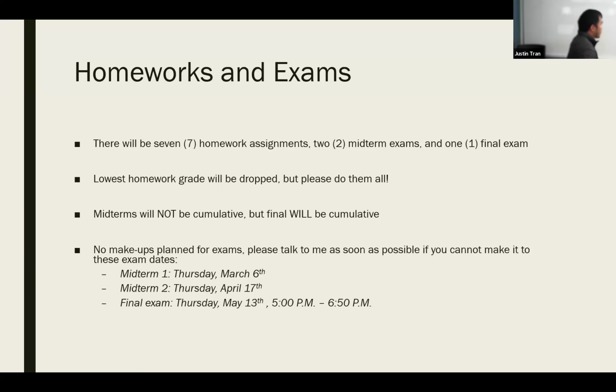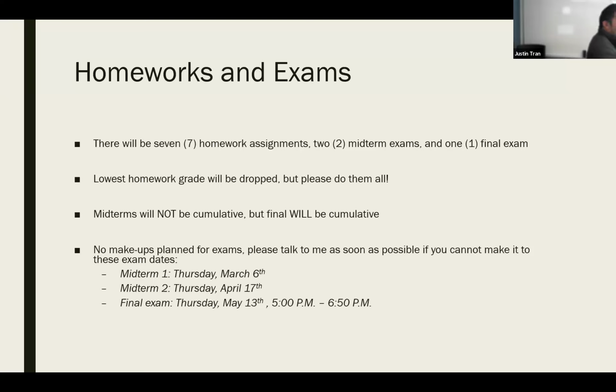The first midterm exam is planned for Thursday, March 6th. The second midterm exam is going to be on Thursday, April 17th. And the final exam, that is a typo there, the final exam is on Tuesday. The final exam is going to be Tuesday, May 13th from 5 to 6:50. All the exams are going to take place in this room.